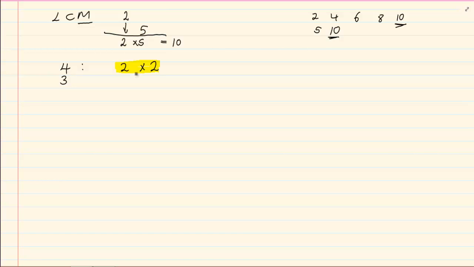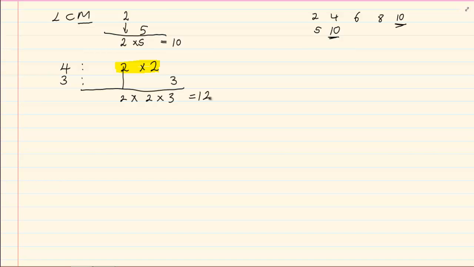So 4 can be broken down into 2 times 2, and 3 is a prime number. Now you can't put 3 in line with the 2. You can only put the same numbers under each other. So 3 would have to have its own column. My final answer, when you're doing lowest common multiple, you have to take every group, which will be 2 times 2 times 3, which is equal to 12.